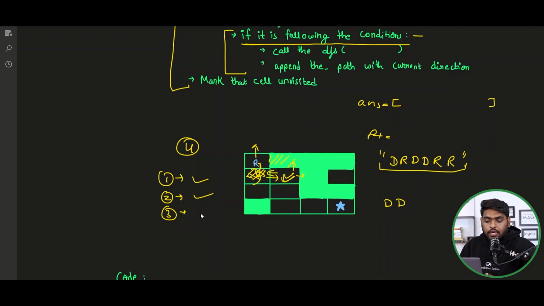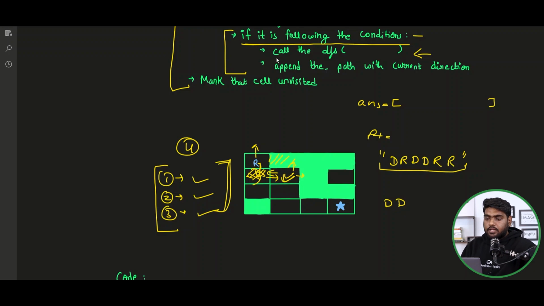Okay, so the third condition is that you are not going to make the further DFS call to a cell that is already visited. Okay, so I hope we have figured out the 3 conditions for our DFS, and once all these 3 conditions are positive, we can make the further DFS call here, right?